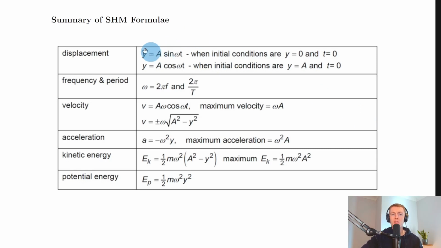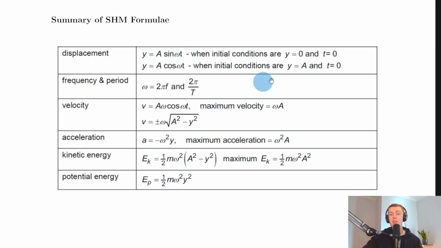If we start with displacement first of all, remember we have two expressions for displacement depending on what the initial conditions are. We say that y equals a sin omega t when the initial conditions are y equals 0 at time t equals 0, i.e. before the object started moving. If it begins at the equilibrium position or rest position y equals 0, then we would use this one here.